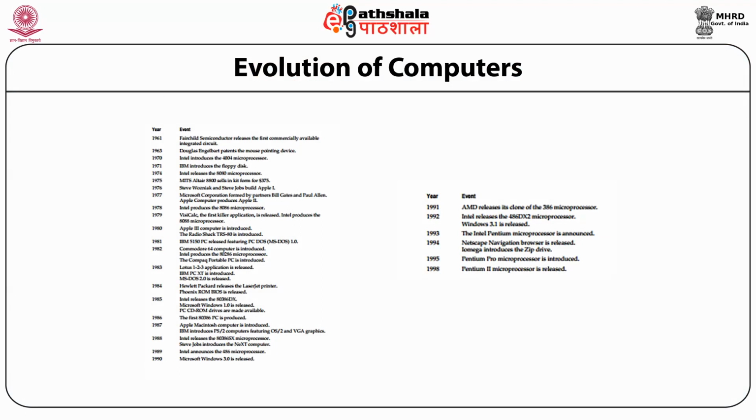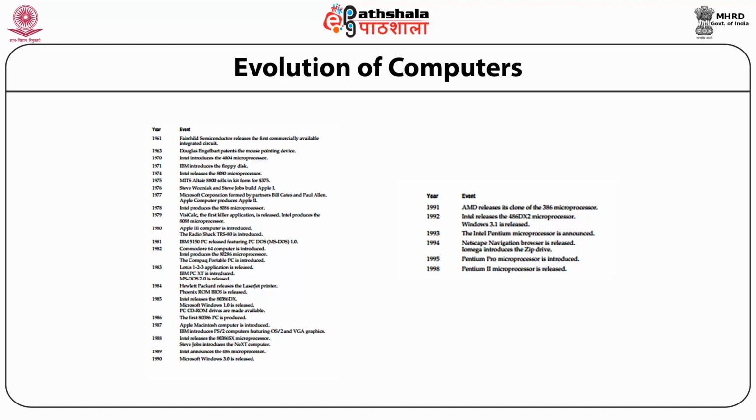Let us discuss the evolution of the personal computer over a period of time. Let us take 1961 as the starting point, up till 1998. In 1961, Fairchild Semiconductor releases the first commercially available integrated circuit. 1963 was the time when Douglas Engelbart patented the mouse pointing device. 1970, Intel introduces the 4004 microprocessor. 1971, IBM introduced the floppy disk. 1974, Intel releases the 8080 microprocessor.